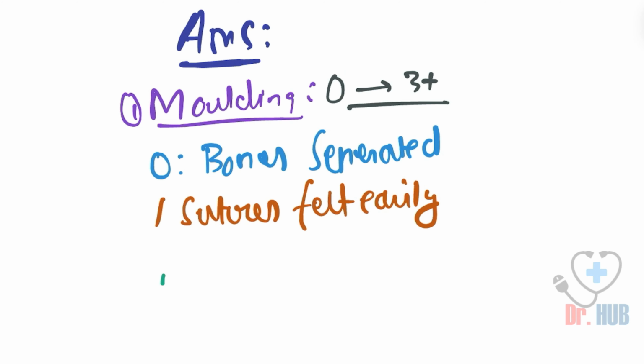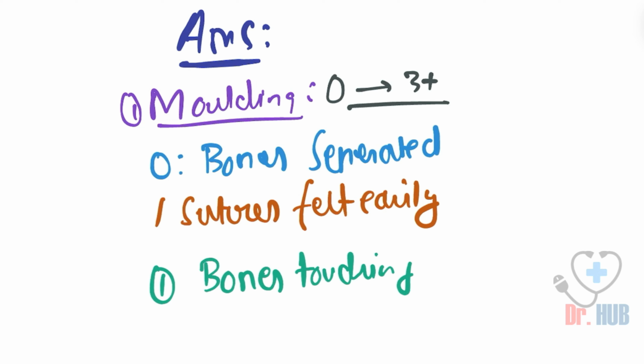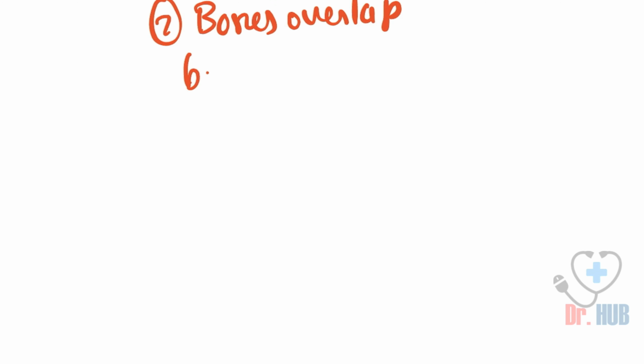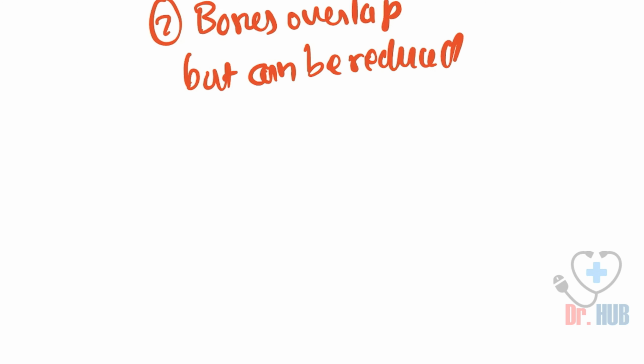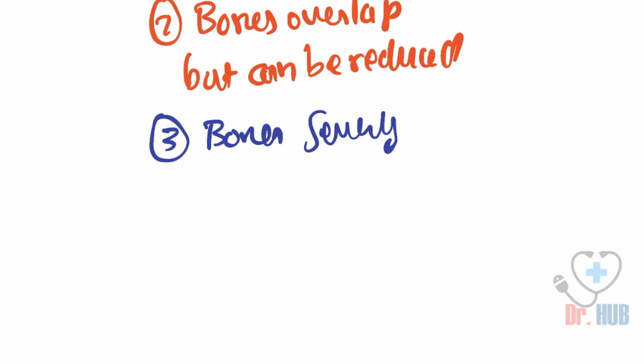Then we look at the grade of 1. What does 1 mean? 1 means the bones are touching. And then we move on to 2. 2 indicates that the bones overlap but can be reduced. The third is that the bones severely overlap and are irreducible.